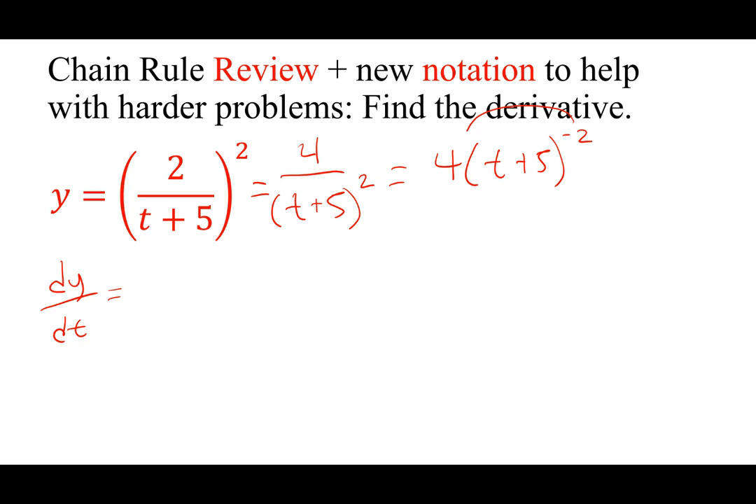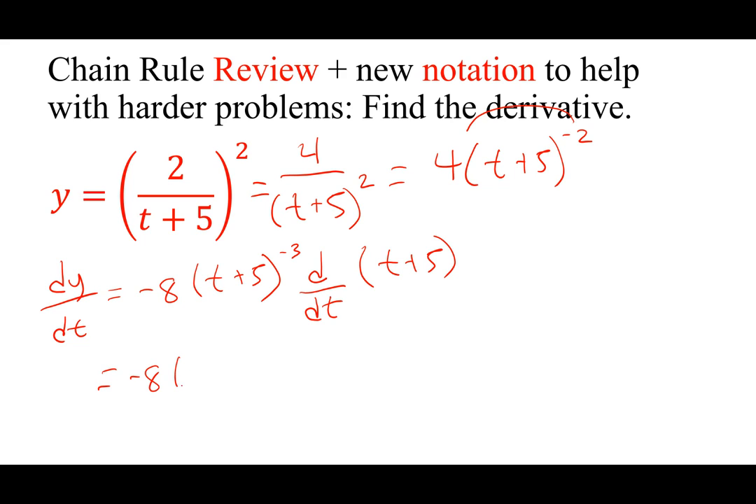I'm going to bring down this negative 2 times 4 gives me negative 8. Then I'm going to take the entire quantity, t plus 5, to the 1 less power, which would be negative 3. And then again, using the new notation, what is it that I have to do next? I have to take d dt, which means the derivative in terms of t, of the inside, which in this case is t plus 5. Luckily for us, the derivative of the inside, the derivative of t to the first, that's like taking the derivative of x, which would just be 1, and the derivative of a constant is, of course, 0.